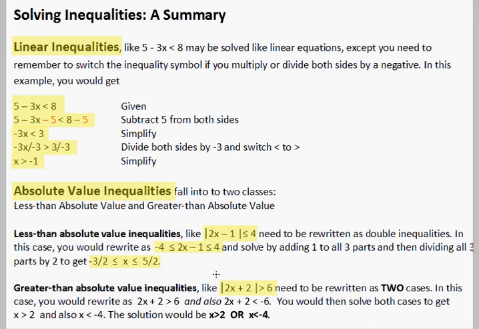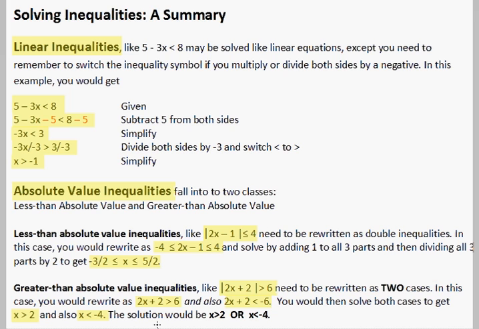Now let's look at greater than absolute value inequalities. The example being absolute value of 2x plus 2 greater than 6. For greater than absolute value inequalities, we rewrite as two separate inequalities. We rewrite as 2x plus 2 greater than 6, and also 2x plus 2 less than negative 6. We solve both of these, and we get solutions x greater than 2 and also x less than negative 4.